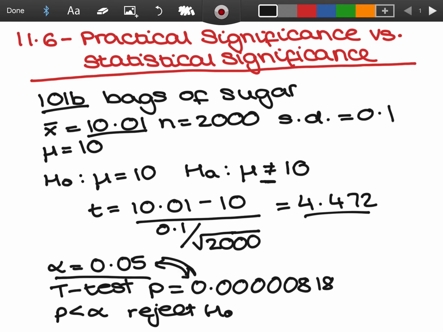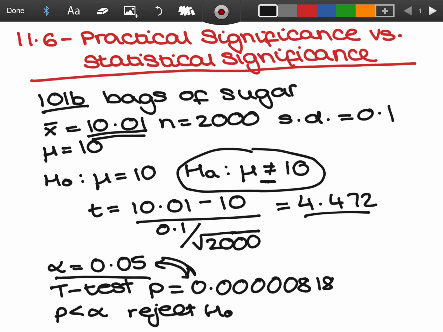Even though statistically we saw this massive difference, so that we could definitely reject the null hypothesis, the null hypothesis we're looking at here suggests that the mean is no longer 10 pounds. Well, the sample you just got only had a mean of 10.01. That's hardly any difference. So even though this test is statistically significant, it is not practically significant.